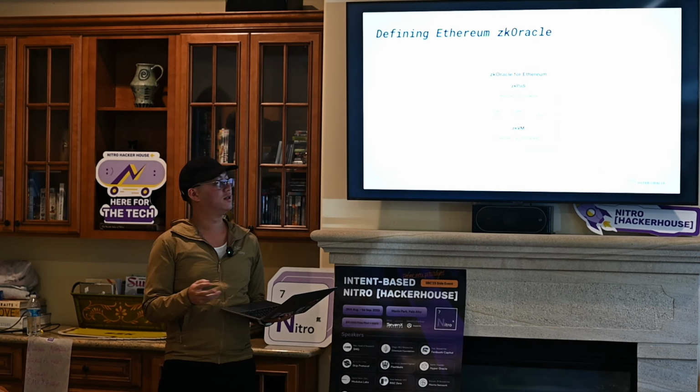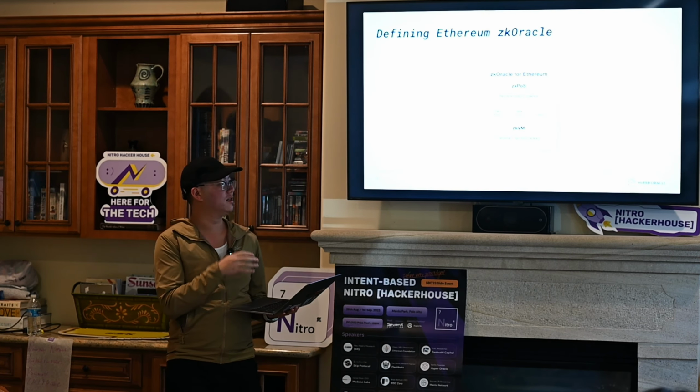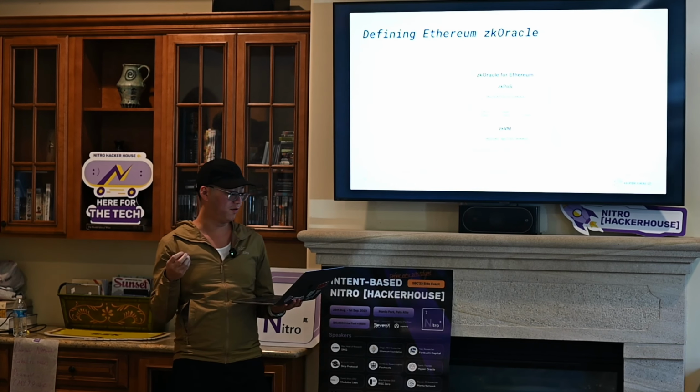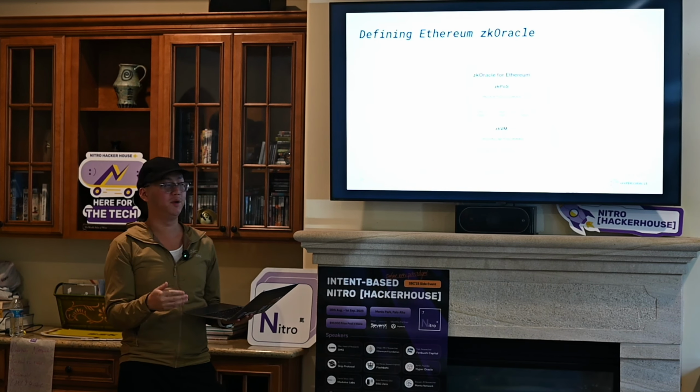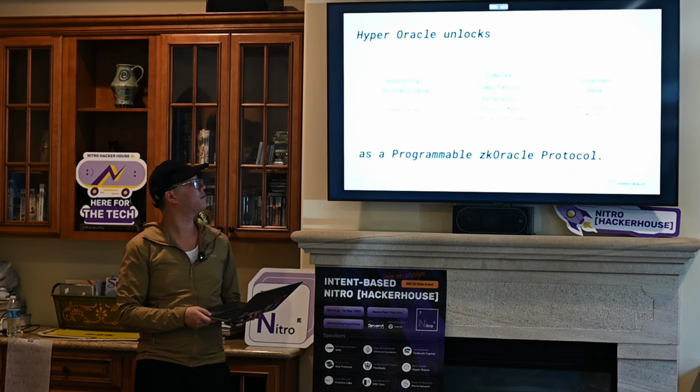So zkOracle, for Ethereum at least, is a structure where we have the consensus proof, the proof for the event, the proof of the state, the proof of the transaction, and also enable custom compute, the verifiable custom compute in the zkVM.